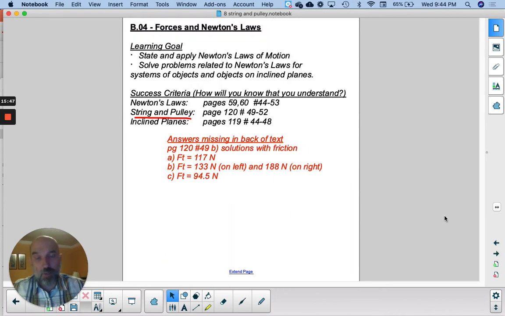So that's a quick run through of approaching the string and pulley diagrams, of which you have a few practice problems in the section on page 120. Give those ones a try.